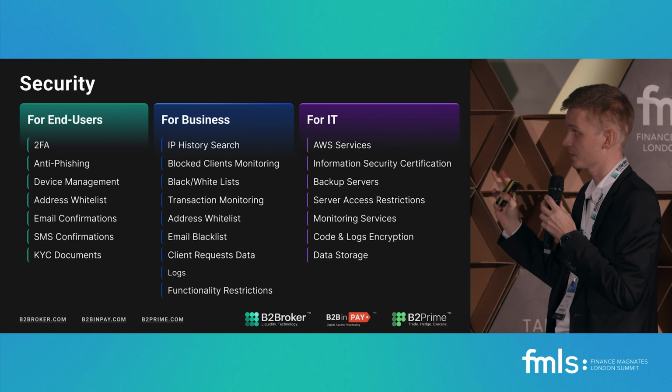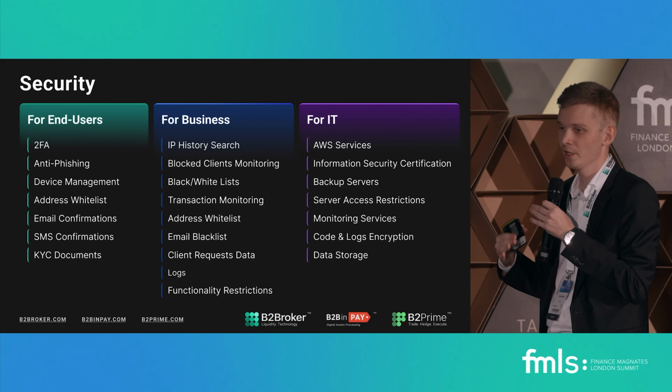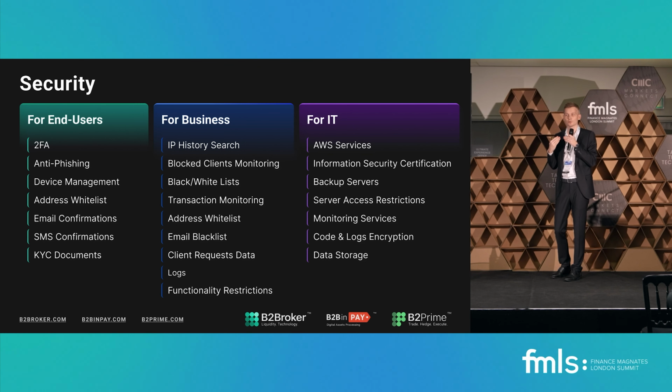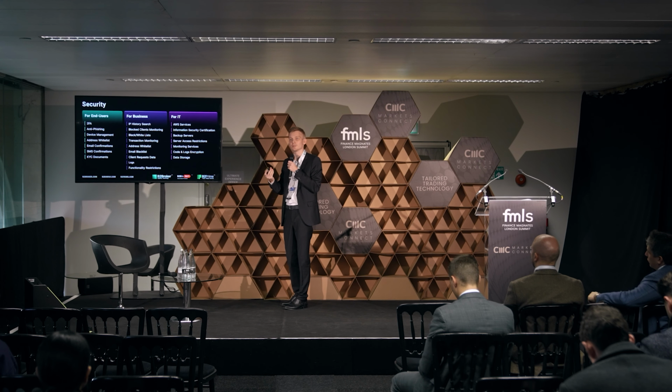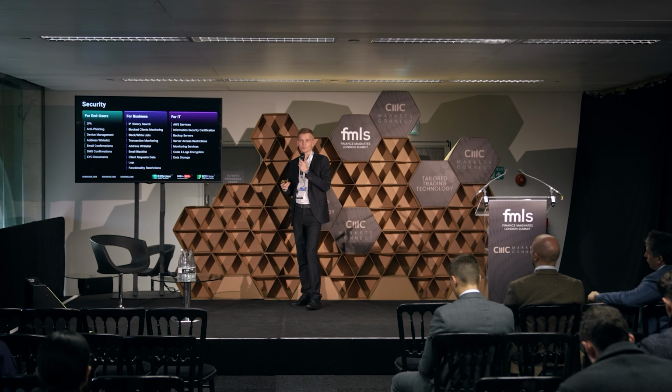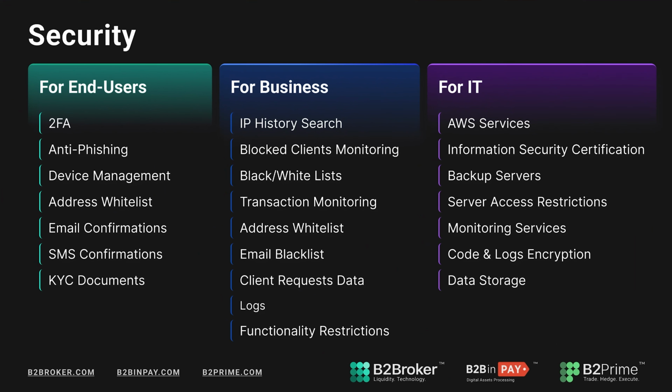So for the business, it's much, much more complicated, because you need to have different types of departments: there will be a support department, there will be a dealing department, there will be a security department who will be monitoring the IP history. If there is a blacklisted IP, you need to make sure that you are reacting in a minute to this situation. There are blocked clients monitoring. So once there is a client who is scamming you or doing something illegally, you need to make sure that in one click, you can just remove him from the platform.